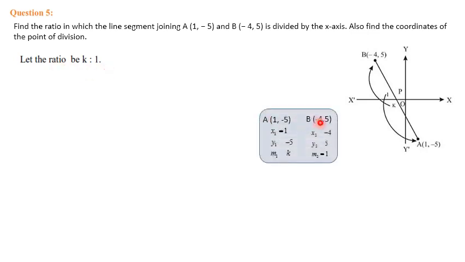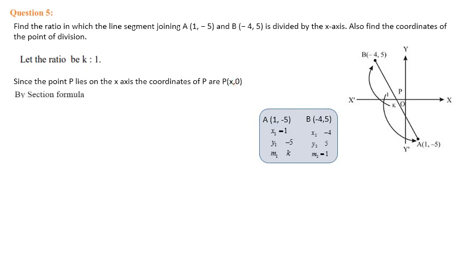Next, as before, we have to write x1, y1 and so on. x1 is 1, y1 is minus 5, m1 is k. For B(-4, 5), x2 is minus 4, y2 is 5 and m2 is 1. Since the point P lies on the x-axis, the coordinates of P are (x, 0). This is the general form of a point on the x-axis: only the x value is there, and the y value is always 0.